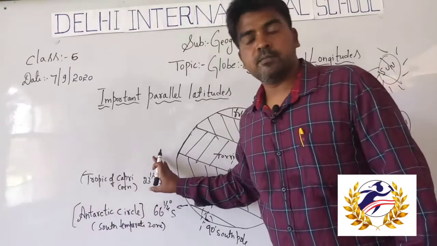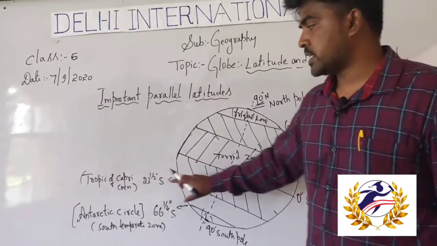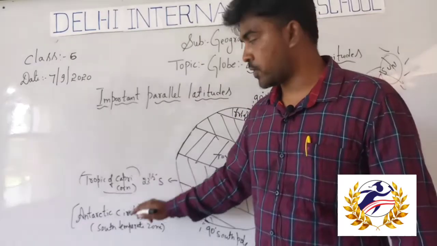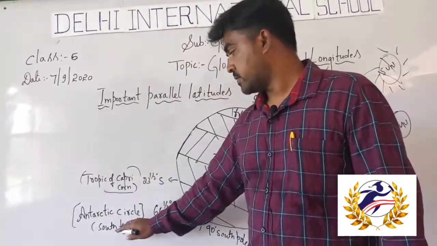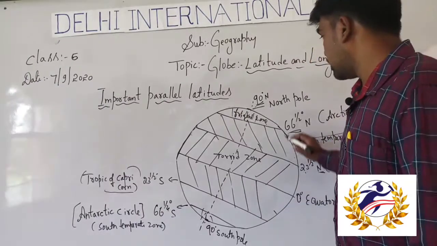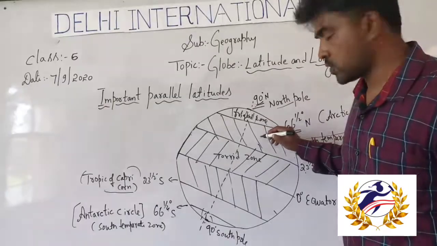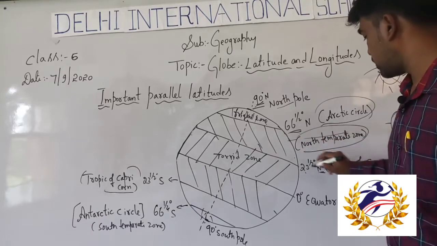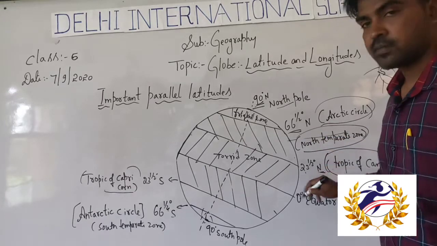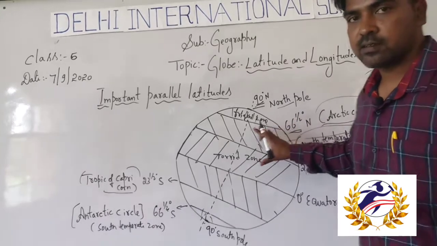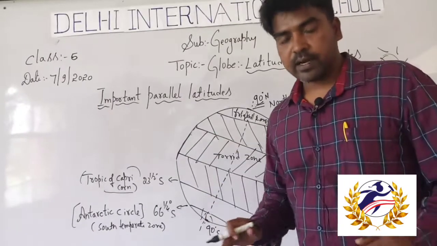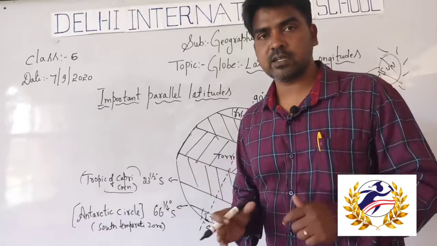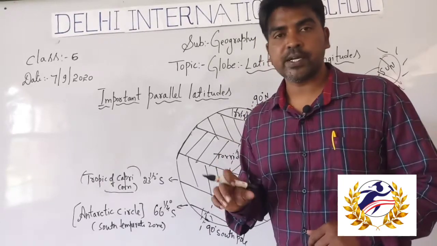Okay students, this is enough for this class. Just practice the terms: Tropic of Cancer, Tropic of Capricorn, Antarctic Circle, South Temperate Zone, North Pole Freezed Zone, Arctic Circle, North Temperate Zone. Practice these terms and read the lesson. Go through your textbook, read the lesson and underline important points, and you will come to know.